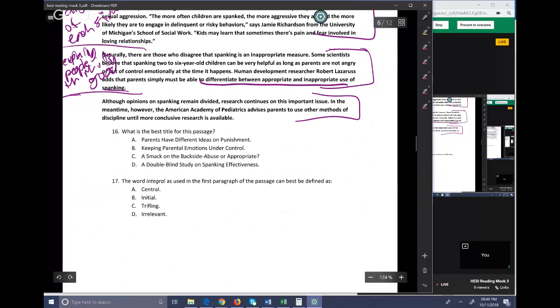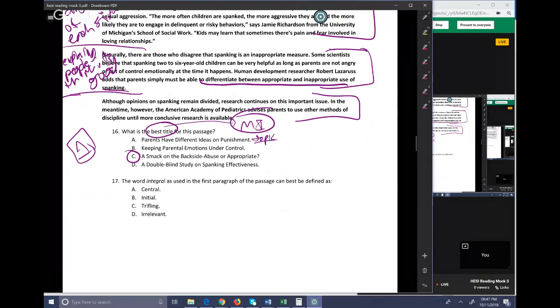16 asked for the best title. That is reading 1, because best title is another way of asking for the main idea. I said C, and I wrote down a couple of reasons why the others aren't true. Parents have different ideas on punishment is actually the topic. That was the topic sentence. They introduced that, but obviously our main idea needs to be more specific. Essentially, this being answered correctly comes down to you realizing that you should title something for its main idea, not title something for its topic.